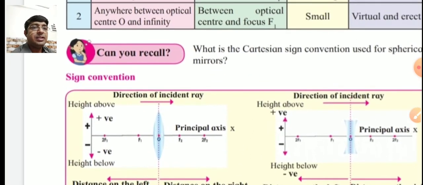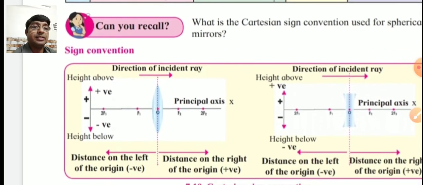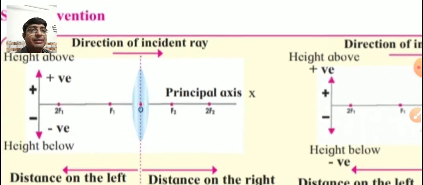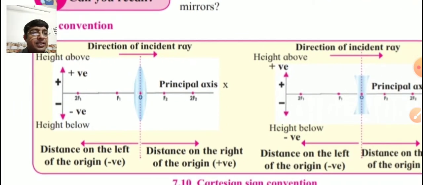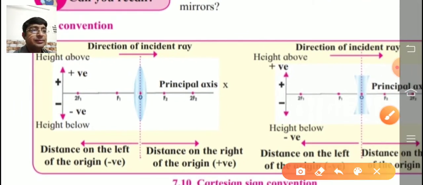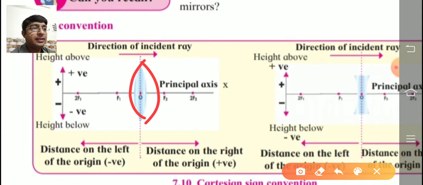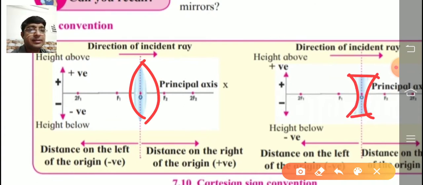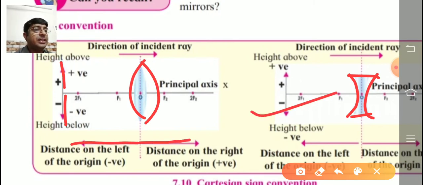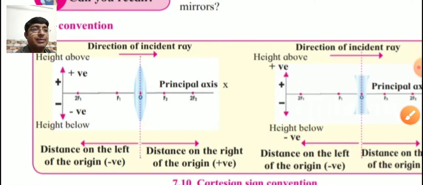Now next point, sign convention related to what? Spherical, related to the lenses. Now same thing, both the lenses are showing here. It is a convex lens, it is a concave lens. Distance upward consider positive, downward negative. On left hand side, check here. Distance on the left hand side, that is negative, right hand side positive. Same in case of the concave lens or convex lens. Both the diagrams are given.